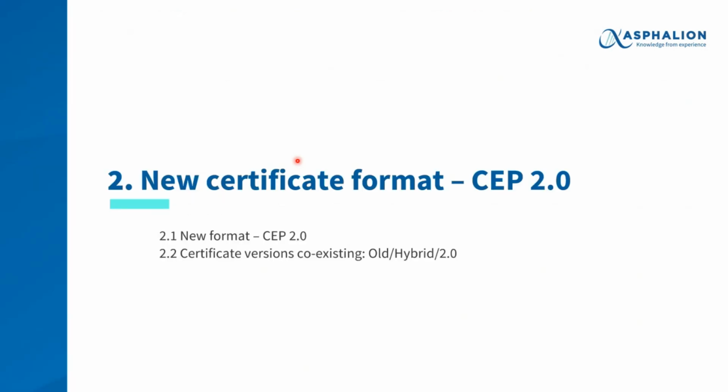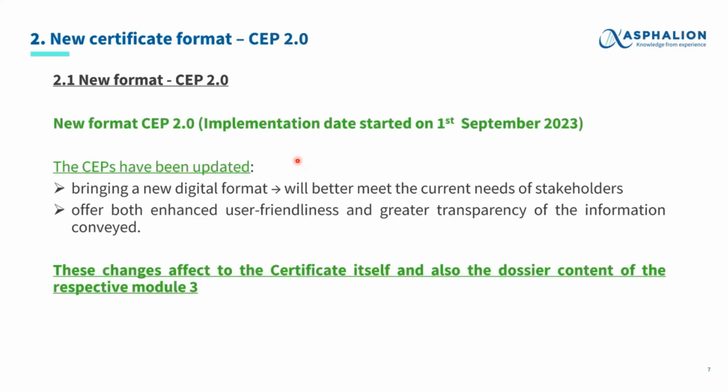So we are going to jump into the content of the webinar, starting by talking about the new updates related to the CEP 2.0 format in the certificate itself that is signed by the ADQM. This new format started to be implemented by the ADQM on the 1st of September of the past year, 2023. And this CEP format has been updated in order to bring a new digital format that will better meet the current needs of the stakeholders and offer both enhanced user-friendliness and greater transparency of the information conveyed.